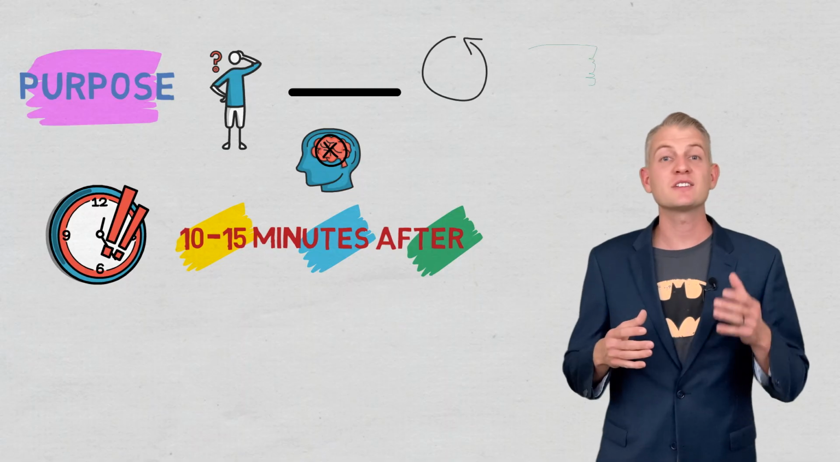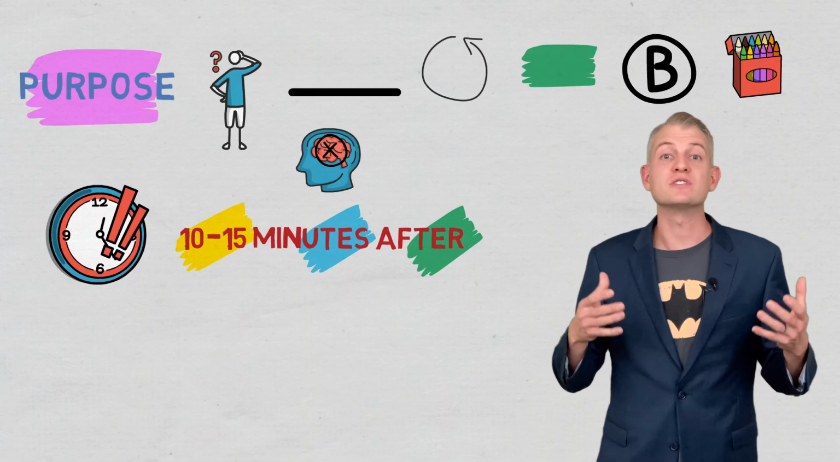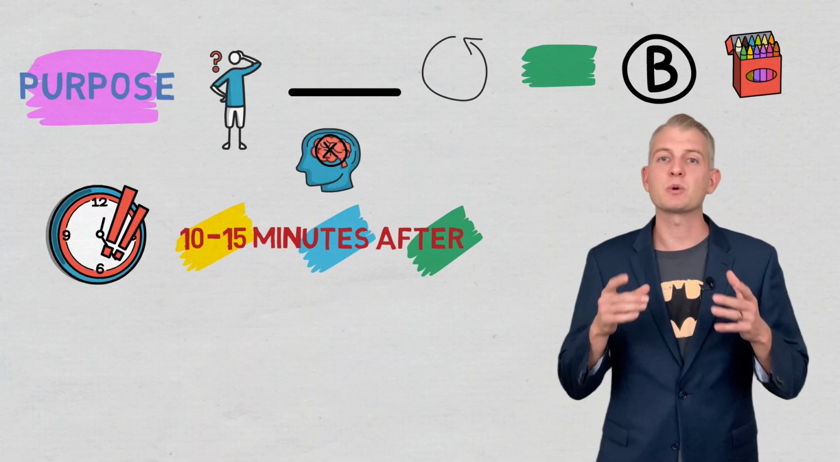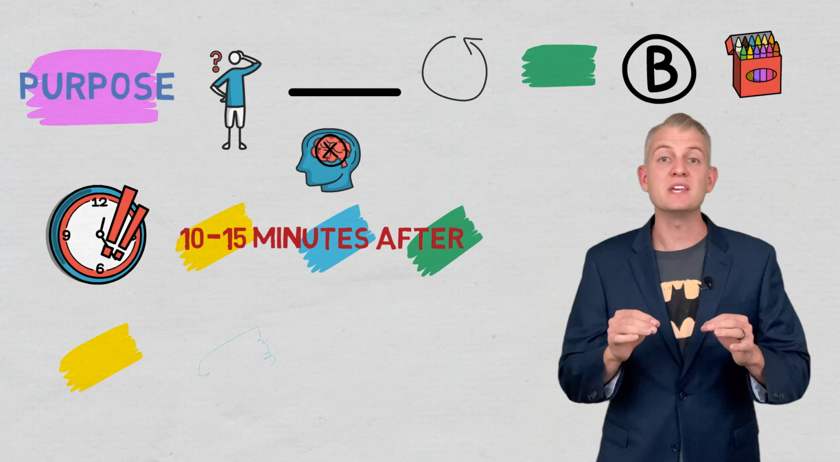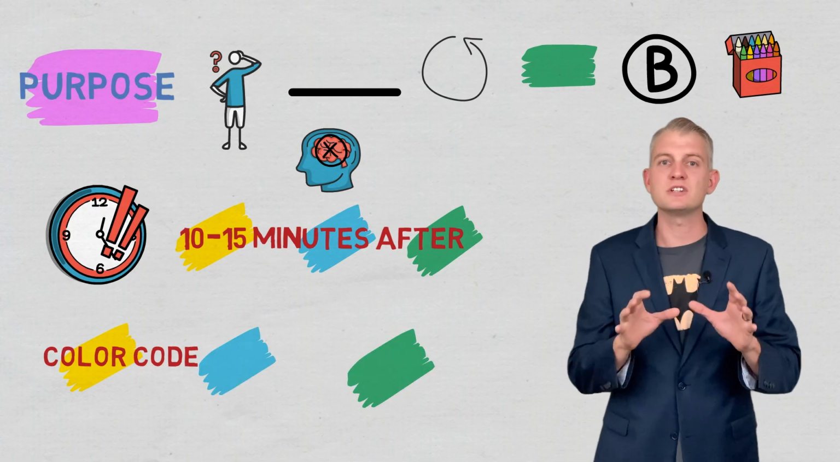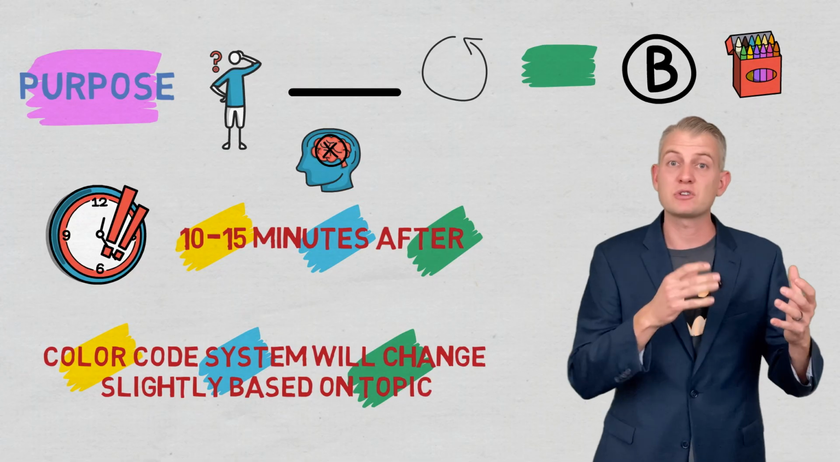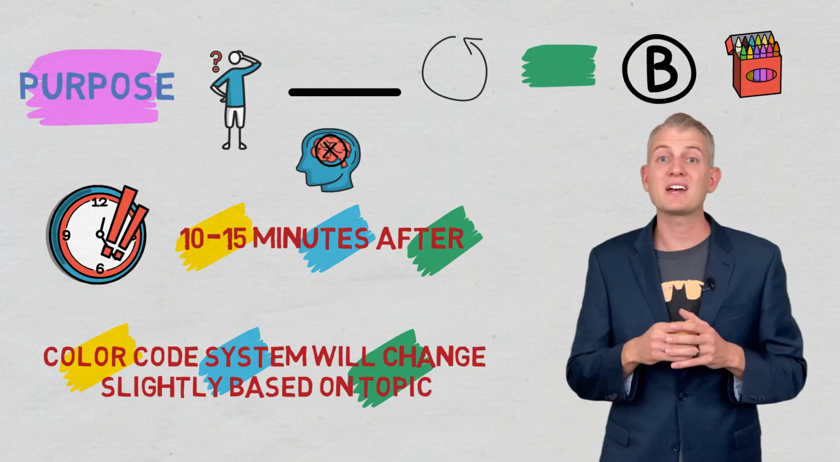You can underline, circle, highlight, bold, or use different colors. The possibilities are endless. The whole point is you have a system that works for you and you stick to it. Be consistent. It is important to know that the way you color code your notes will change slightly based on the subject or topic you're taking notes on. I'll talk about that later in the video.